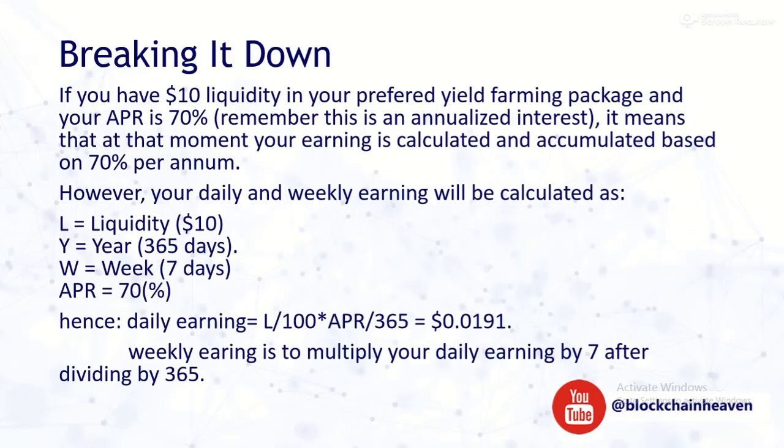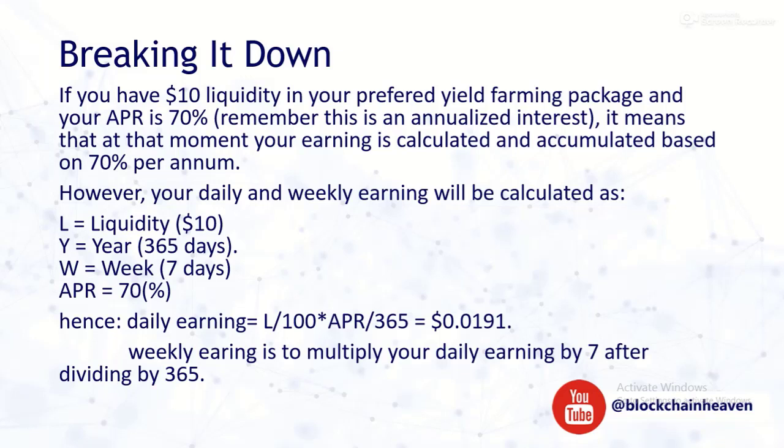If you have $10 liquidity in your preferred yield farming package and your APR is 70%, remember that this is an annualized interest. So the APR being 70% means that at the end of the year, you are getting 70% based on the current APR. Remember that APR staggers, changes from time to time. So it might be 70 today, 100 tomorrow, and 50 next time you check it. This means that at the moment your earning is calculated and accumulated based on 70% APR.